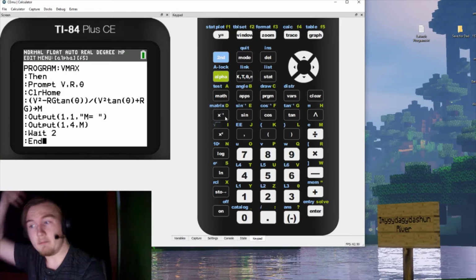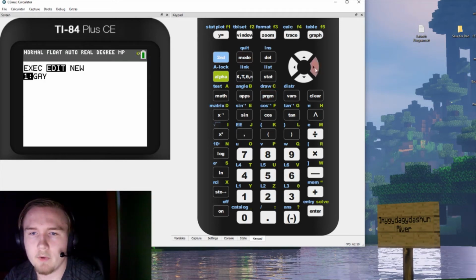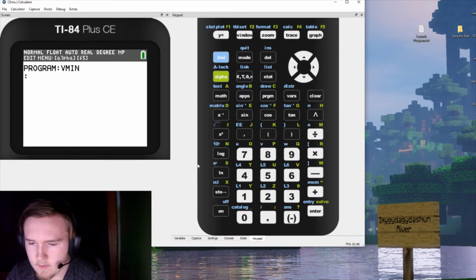Now we're on to Vmin. So it's this entire thing one more time. Gonna second quit, program, go over to new, create new, Vmin, and you can name these whatever you want. You just need to remember which one's which, because if you mess it up later, you're gonna really kick yourself. So I'm gonna go to my calculator, I'm gonna edit Vmin, and we're just gonna do this whole thing again.